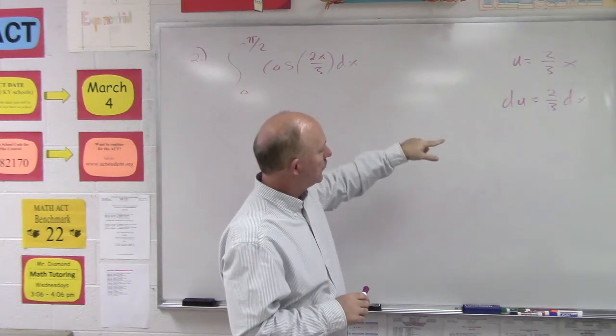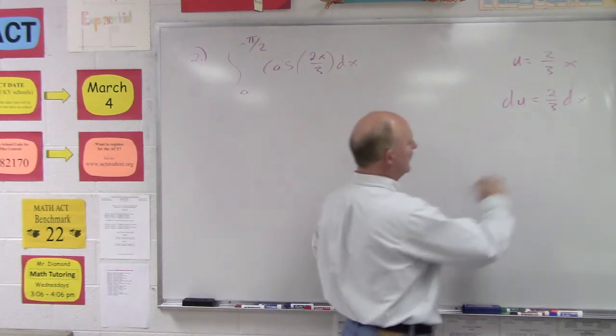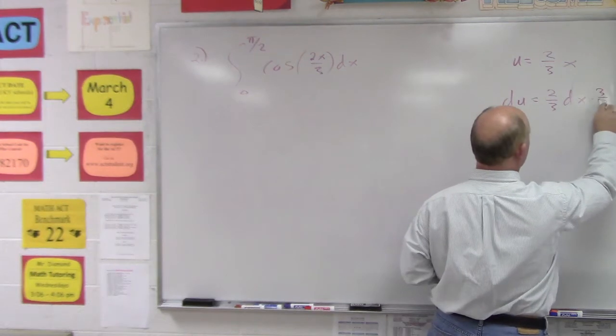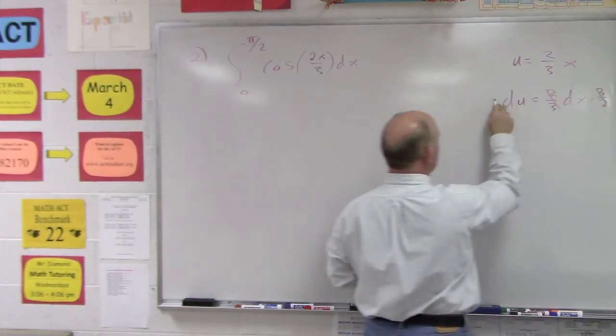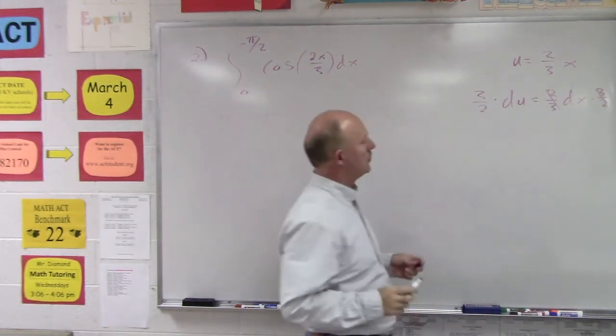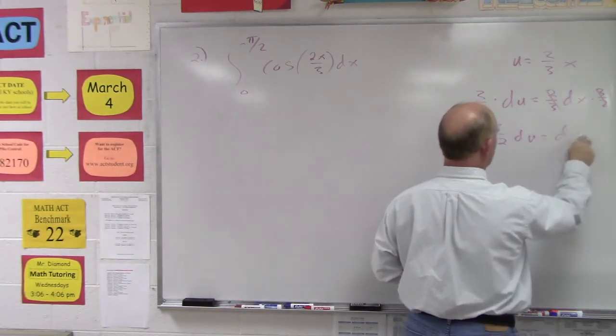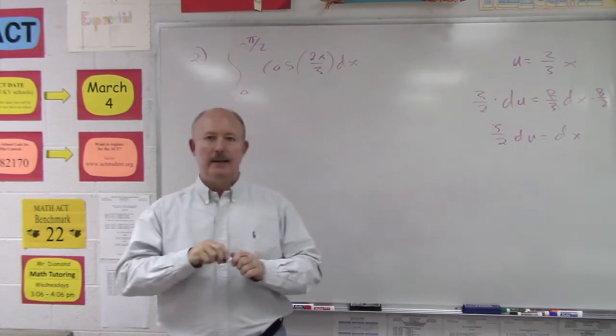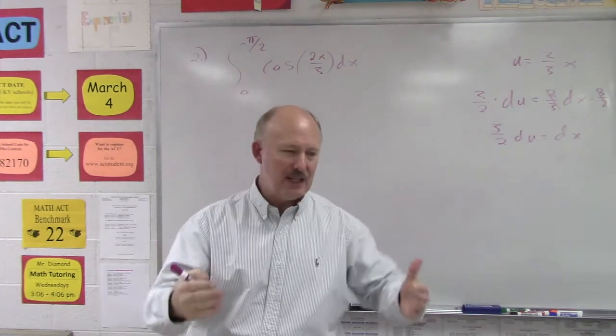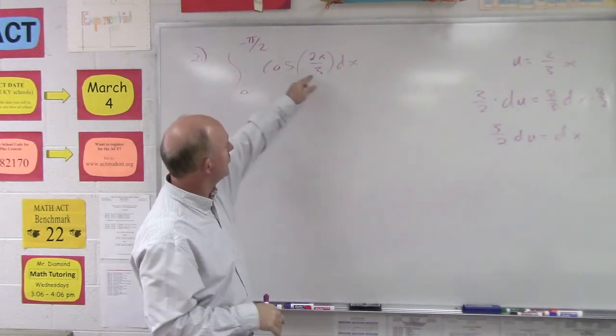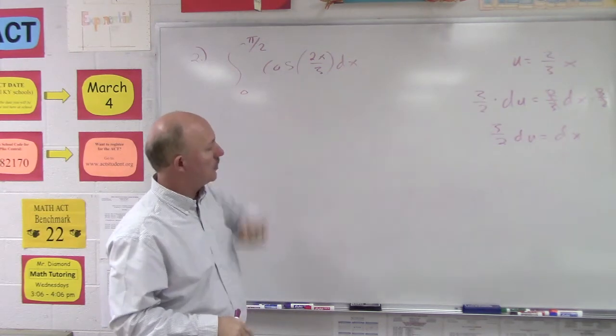Now we're going to solve this for dx. So to get the dx by itself, I'm going to multiply by 3 over 2. Let's multiply this side by 3 over 2 also. So now we've got 3/2 du equals dx. All right. Now we're ready to convert the integrand from an integrand in terms of x to one in terms of u now.